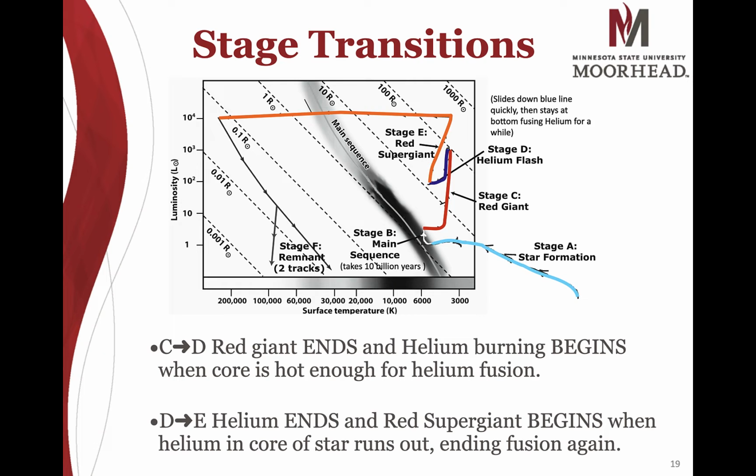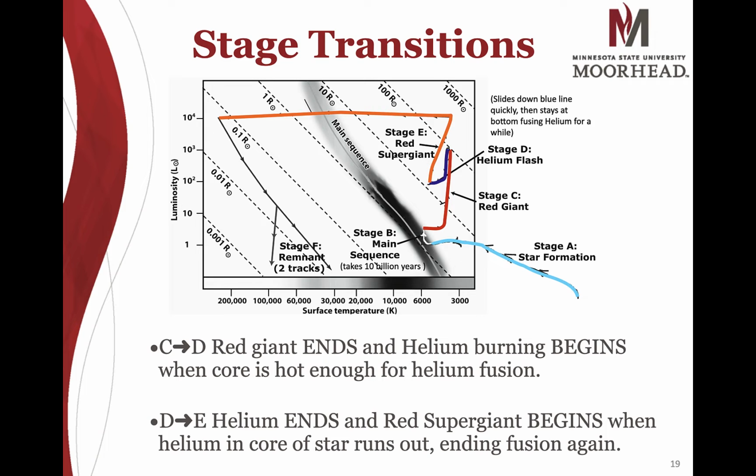From D to E, helium fusion is happening, and at the end of stage D, the helium fusion runs out, sort of like hydrogen ran out on the main sequence. From the purple segment of the line, the luminosity is going down, and that means that the diameter of the star, the size of the star, is getting a little bit smaller.